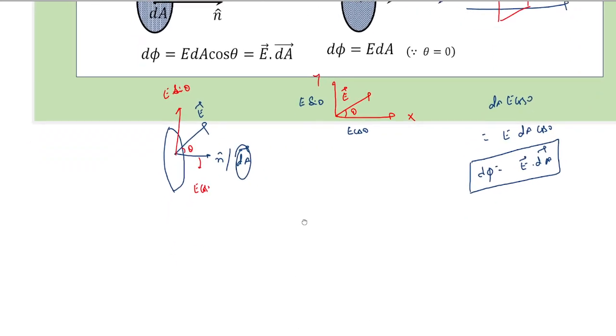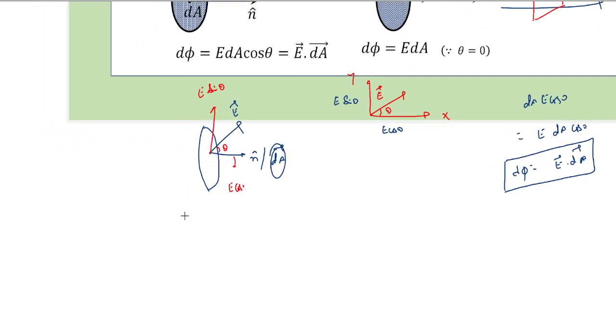Now suppose, imagine that we have a big object, something of this kind. We have an object like this, and this is part of the object.